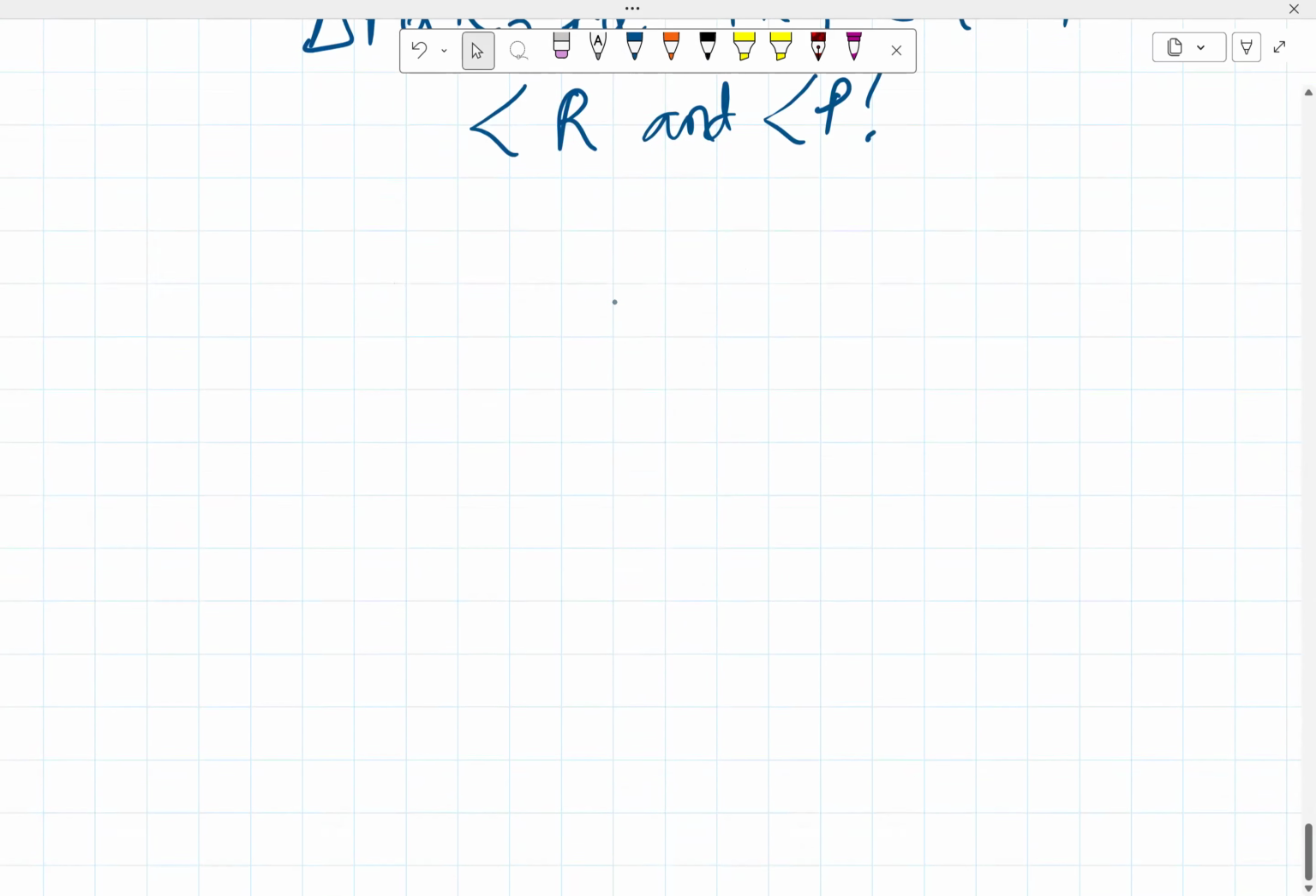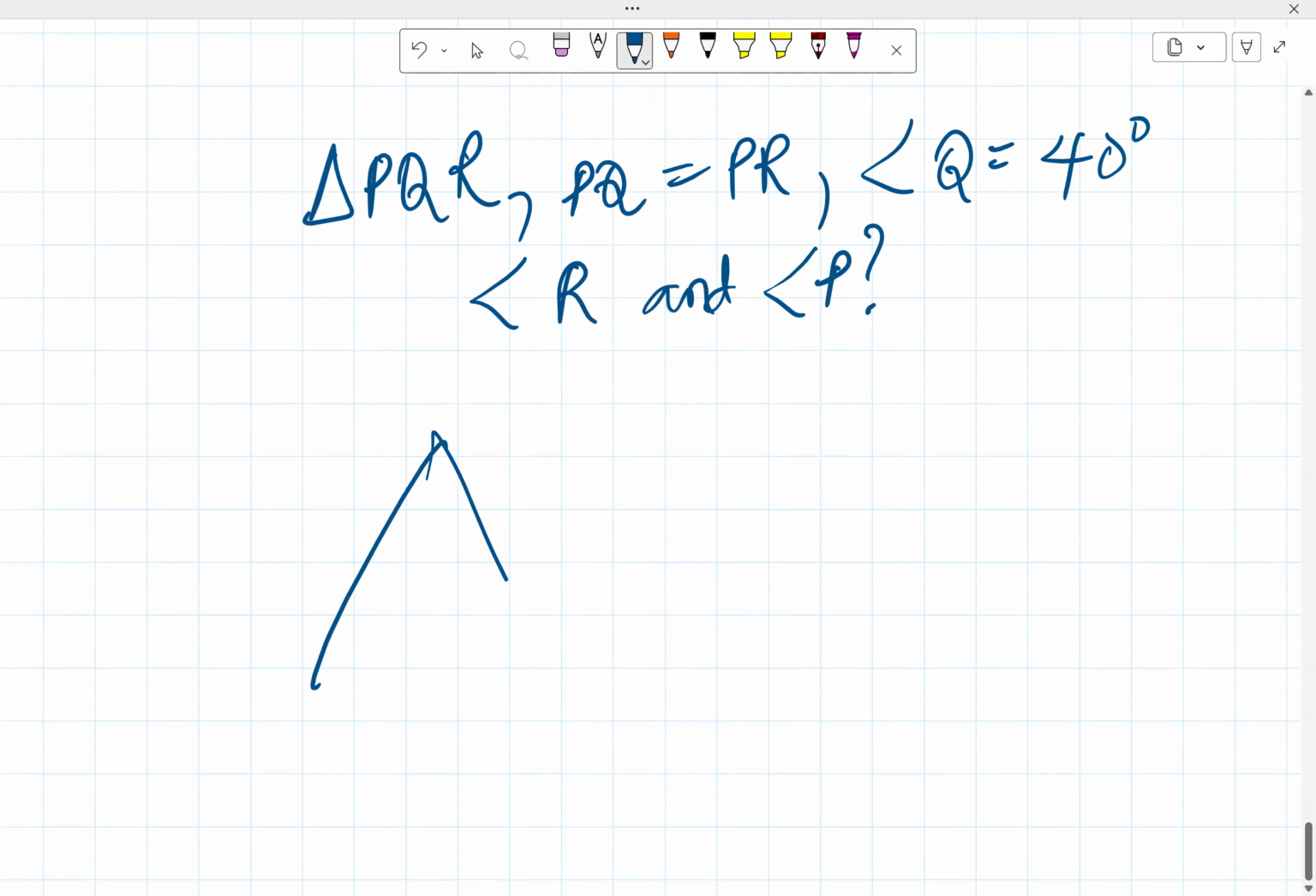So we can just draw the triangle. So you have the triangle. You can label it anyhow you like, PQR. So we said PQ is equal to PR. So this PQ is equal to PR. And of course, RQ will be different from all of them. And angle Q is 40 degrees.